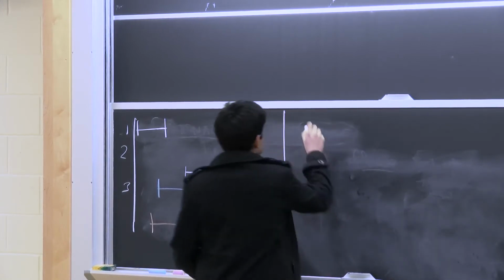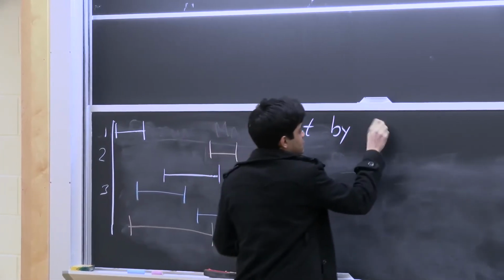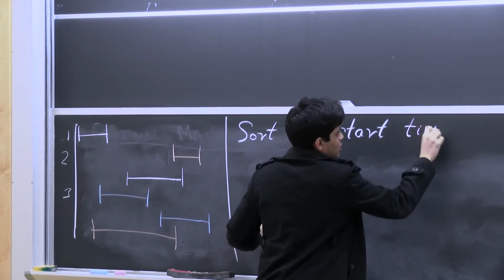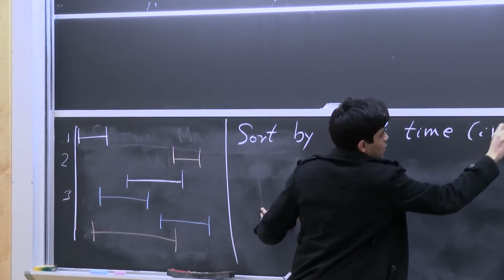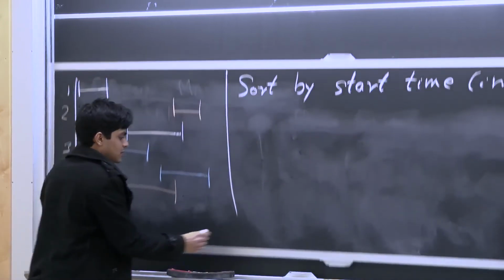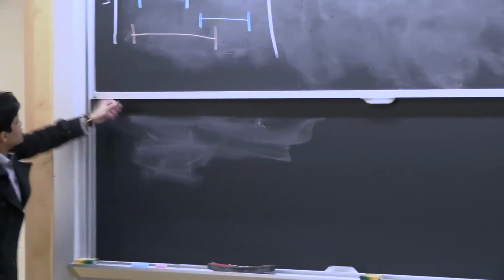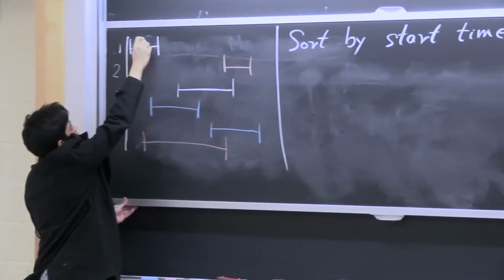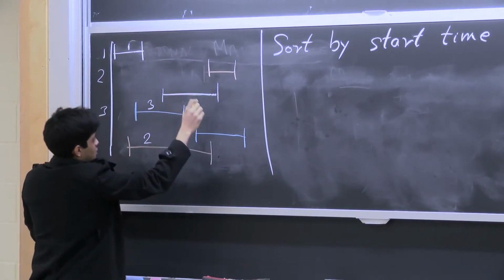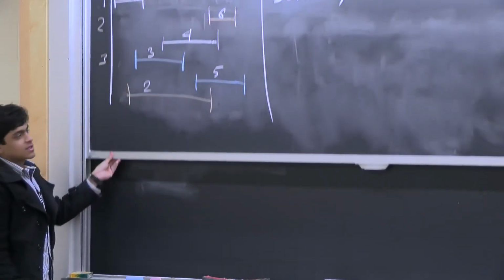So let's write it down. Start by start time. And actually, let's work out this example. In this case, once you sort, first you have 1, then you have 2, 3, 4, 5, 6. So that's sorted by start time.